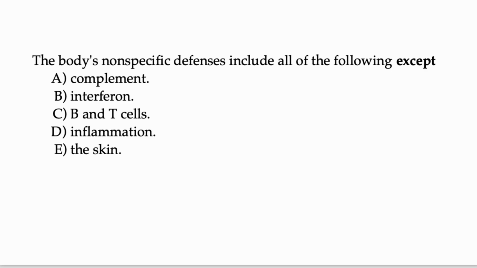So the body's non-specific defenses include all of the following except... and hopefully you picked B and T cells. They are going to be really important in specific immunity or adaptive immunity, and we're going to talk about that in the future. So I hope this presentation helped you master this content, and I will be available in office hours for questions.